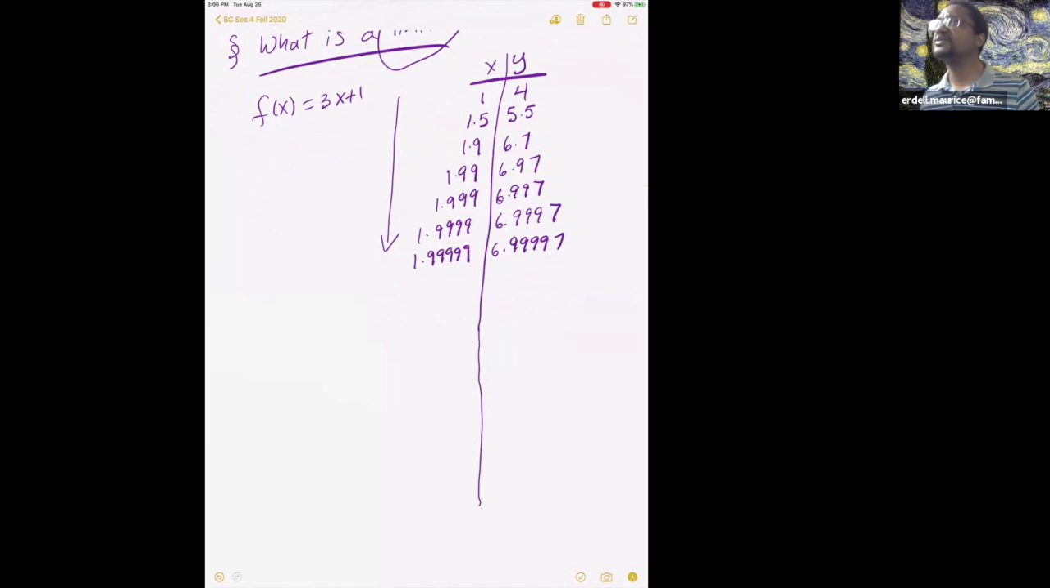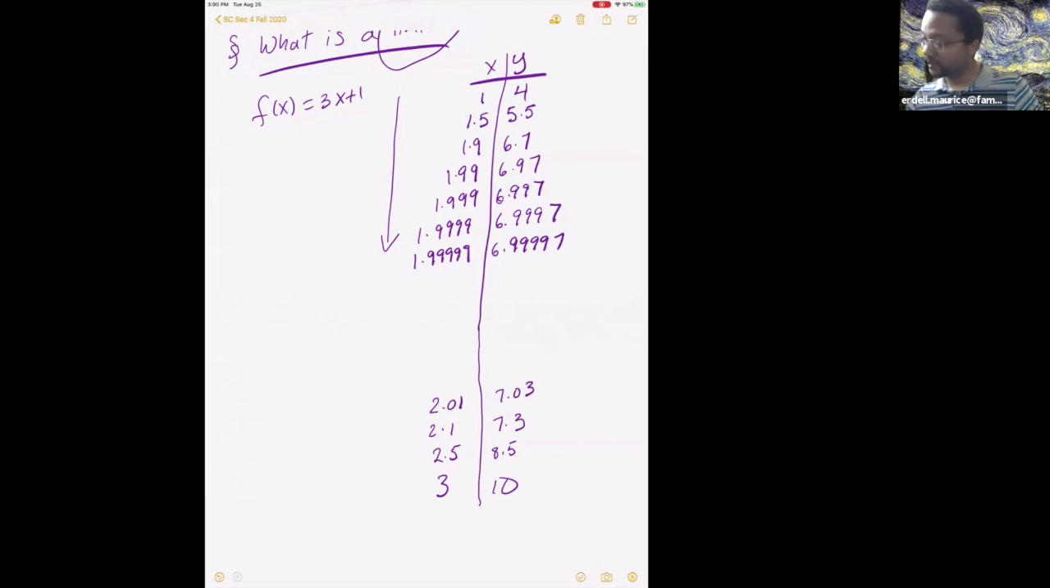I actually have to do the same process, but in reverse. If I plug in 3 into this function, 3 times 3 is 9, 9 plus 1 is 10, gives me an answer of 10. If I plug in 2.5 into this function, that gives me an answer of 8.5. If I plug in 2.1 into this function, it gives me an answer of 7.3. If I plug in 2.01, it gives me an answer of 7.03.